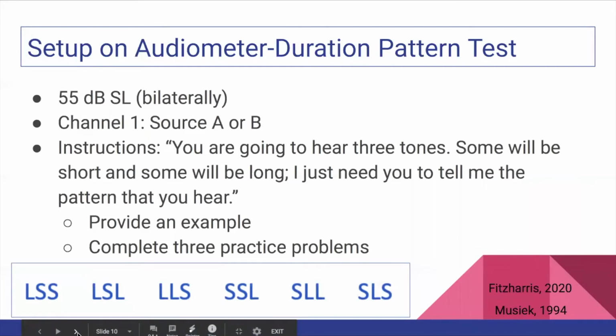The setup on the audiometer for the DPT is that you start at 55 dB bilaterally. You're going to have channel 1 set to source A or source B, and your instructions are going to be this. You're going to hear 3 tones. Some will be short and some will be long. I just need you to tell me the pattern that you hear. Then you're going to provide an example and you're going to complete 3 practice problems with your patient. This actually has 6 possible combinations of the patterns, which is shown below. Long, short, short, long, short, long, long, short, short, short, long, long, or short, long, short.